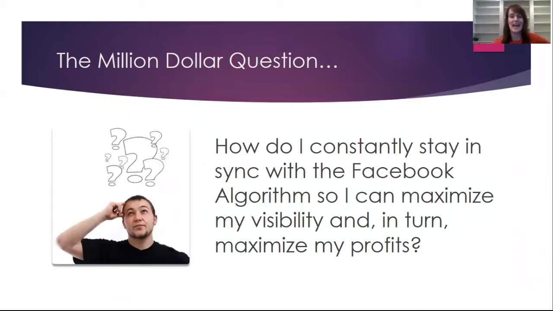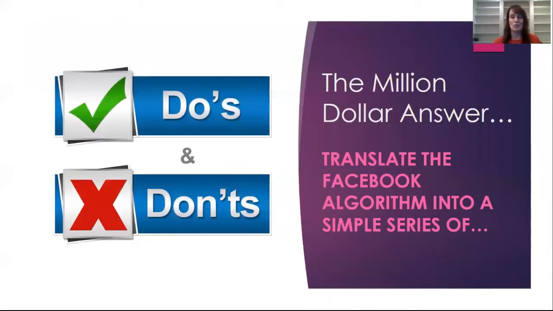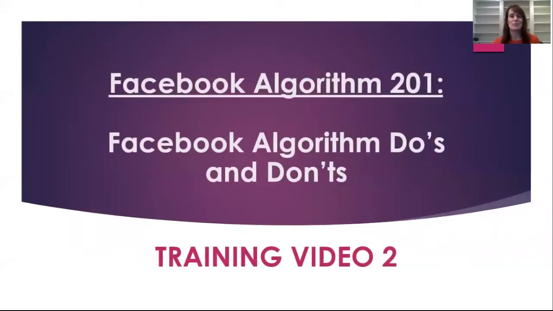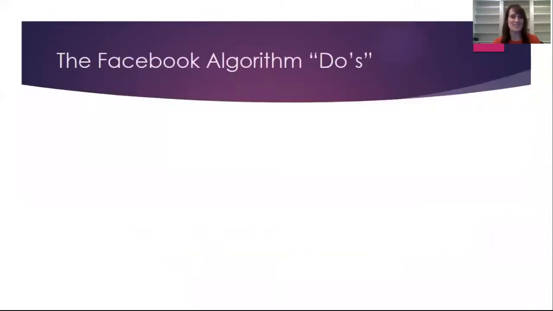And the question is, how do I constantly stay in sync with the Facebook algorithm so I can maximize my visibility and in turn maximize my profits? So it really comes down to the do's and don'ts. I have broken it down into the do's and don'ts, a simple series, so that we can make sure you are getting the most bang for your buck on Facebook. So day 2 of this email course is Facebook algorithm do's and don'ts.